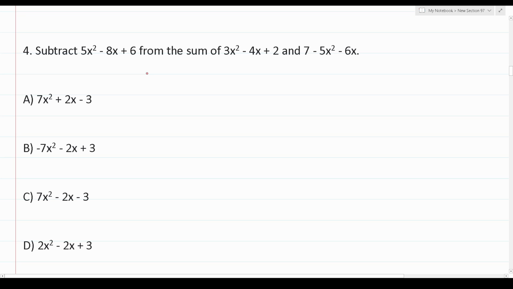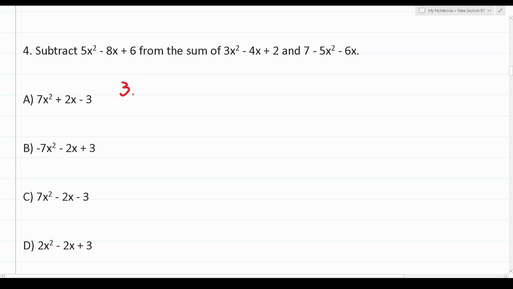All right, so number 4 says subtract 5x squared minus 8x plus 6 from the sum of 3x squared minus 4x plus 2 and 7 minus 5x squared minus 6x. So the first thing I have to do is sum these two polynomials. I have to sum 3x squared minus 4x plus 2 and 7 minus 5x squared minus 6x. So let's go ahead and do that.